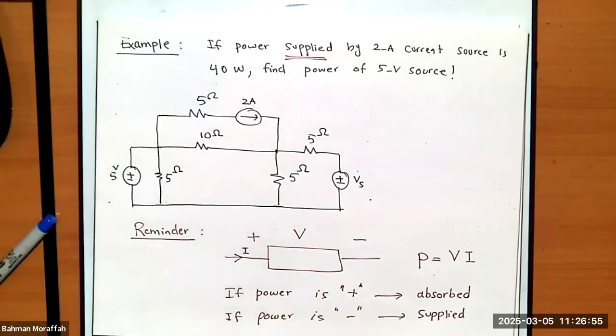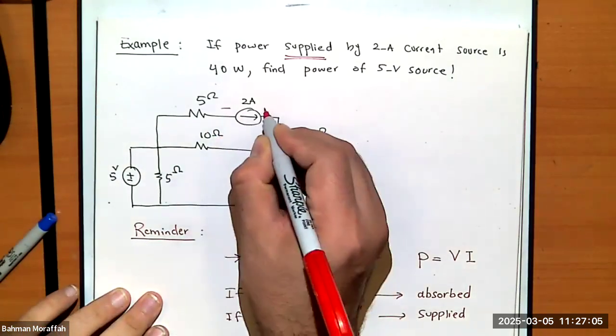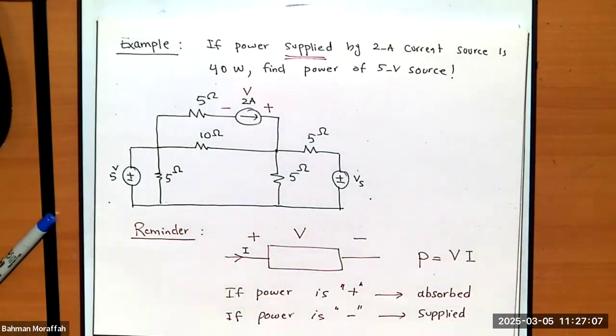Because it's supplied. So whatever direction I have for the current should hit the negative sign first, right? So this direction over here is indeed the direction that's being dictated to me by the fact that the question is telling me power supplied by this element is 40 watts, right? Is that clear how I got that direction? So that is the direction I cannot change. That is the direction that's dictated to me, and I have to stick to it.